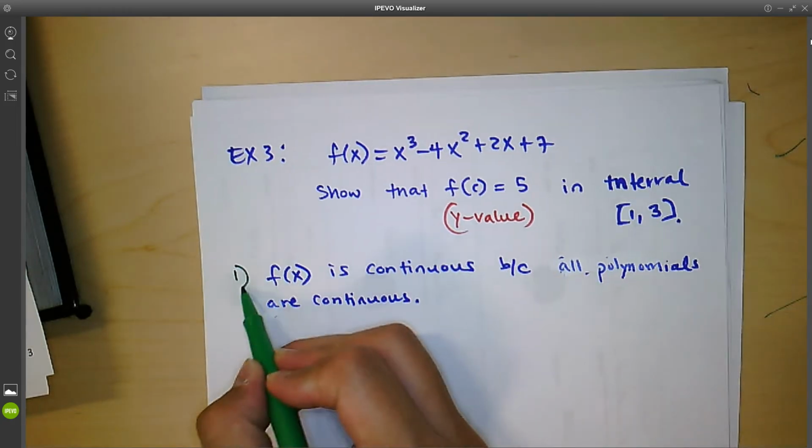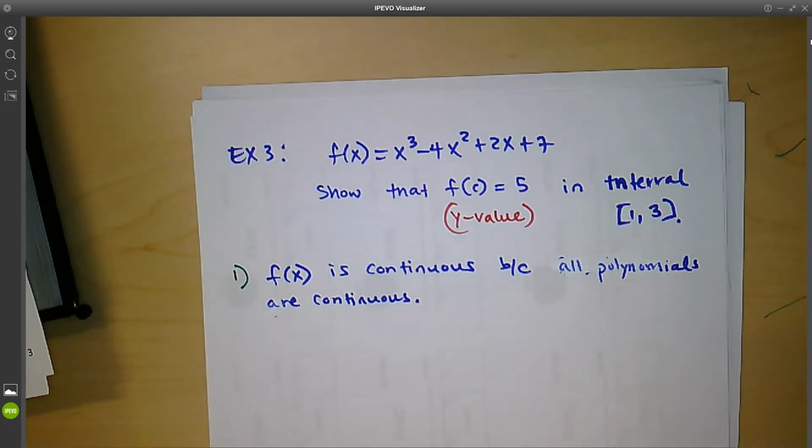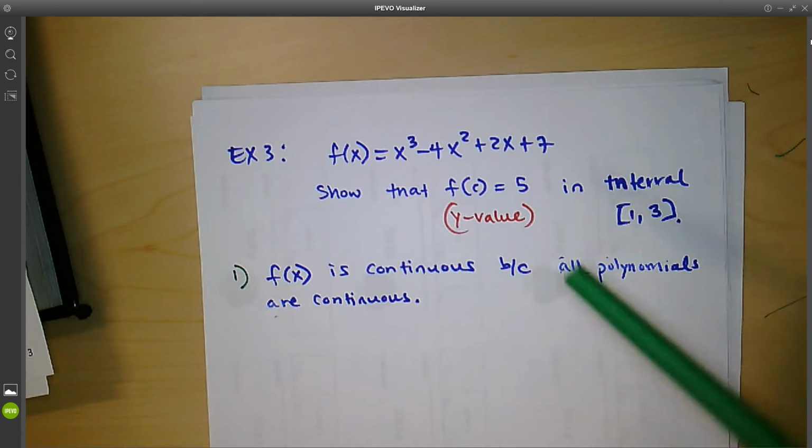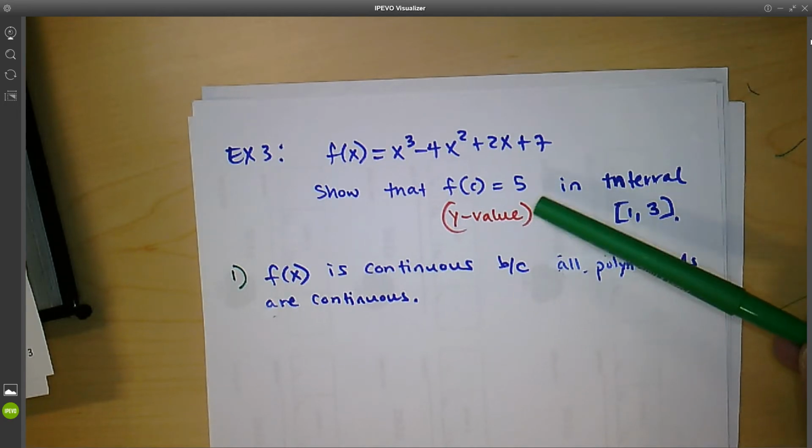Second condition: what also needs to be true for us to use the intermediate value theorem? The y value needs to be what?